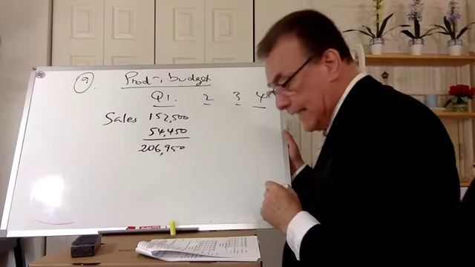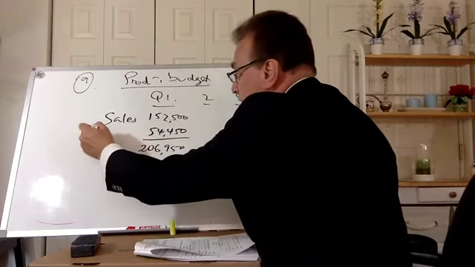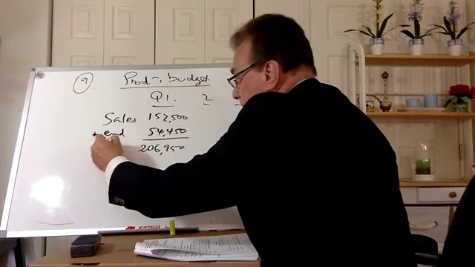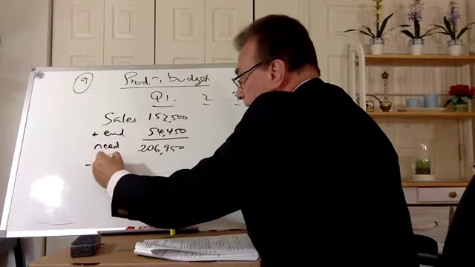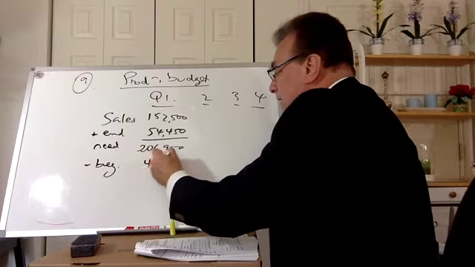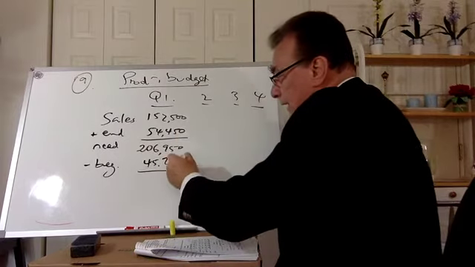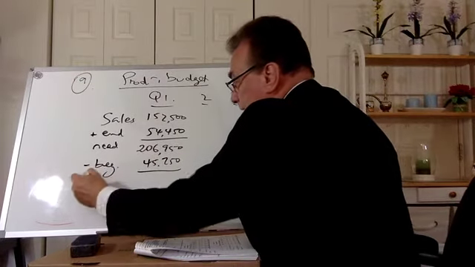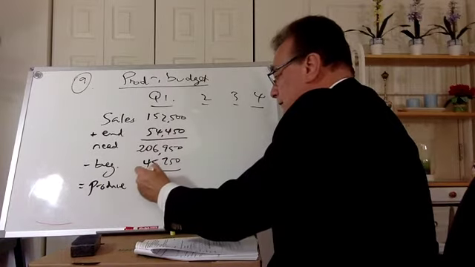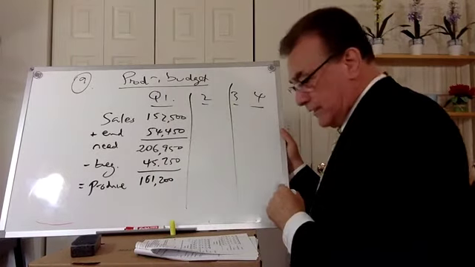Subtract your beginning inventory. So this is add the ending inventory. That gives you what you need. Subtract your beginning inventory, which is 45,750. That is 30% of the 152,500, and that tells you what you need to produce, which is 161,200.